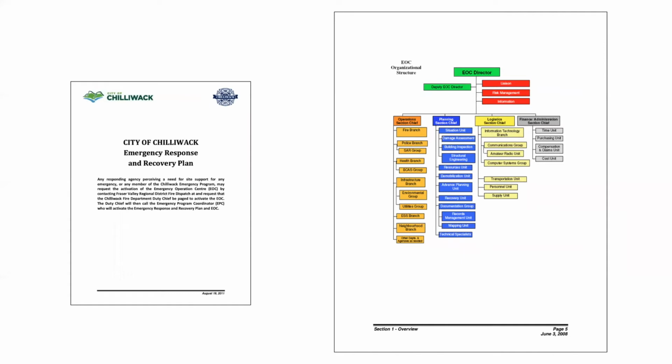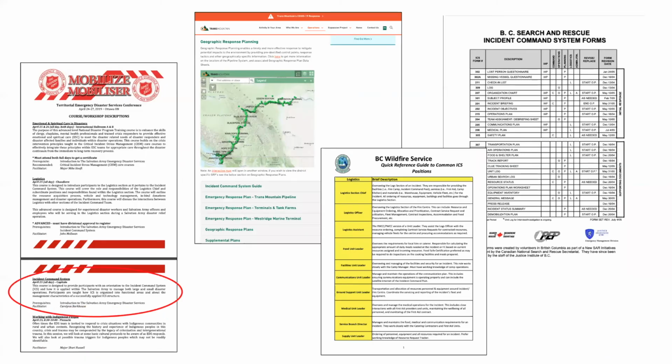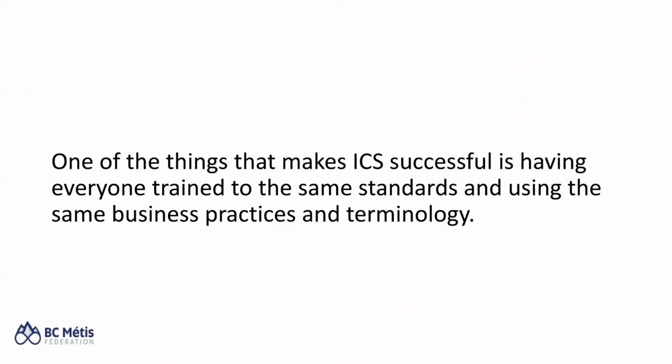Local governments, such as municipalities or regional districts, use ICS to structure their emergency operation centers. Non-government organizations, such as the Salvation Army or Red Cross or a host of others, will use ICS. Trans Mountain, in their geographic response planning section, has a specific incident command system guide for the general public to review. BC Wildfire Service folks use it, BC Search and Rescue folks use it, and a host of others.